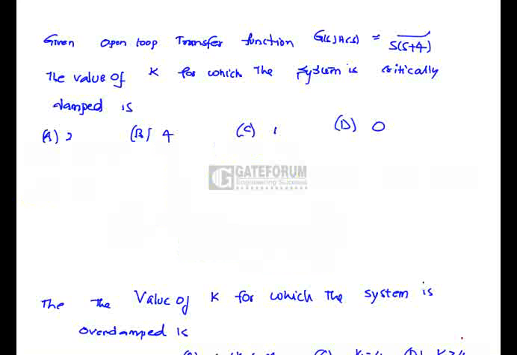Loop transfer function G(s)H(s) is K divided by, this is, here, the value of K for which the system is critically damped. Here is this 0 and minus 4. We have to find out the breakaway point. If we are able to find the breakaway point, we can find the K value.